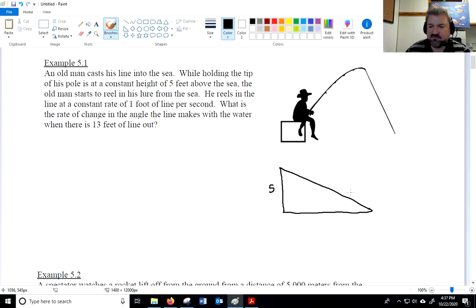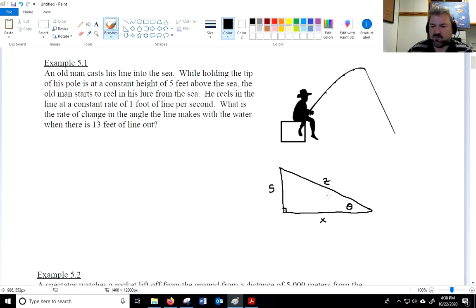And we're going to be reeling in the line. And so this length here, the length of the line, is going to change. And this, the length of the horizontal distance to where the line enters the water, is also going to change. And we're looking for the rate of change in the angle the line makes with the water. So that's right here. Well, I'm going to call this X and this Z, staying with my common convention of X left and right, Y up and down, and Z on the hypotenuse.